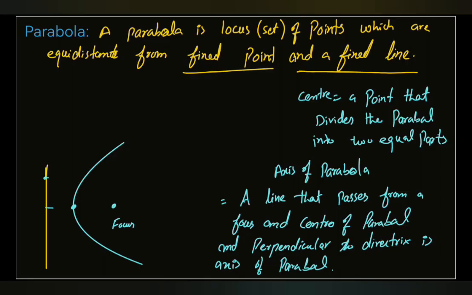The line that passes through the center and the fixed focus, which is also called a fixed point, is called the axis of the parabola, which is perpendicular to the directrix. We can denote the directrix as L. L is equal to the directrix.